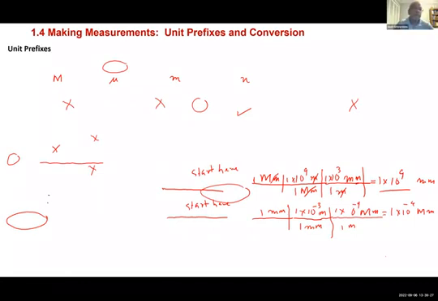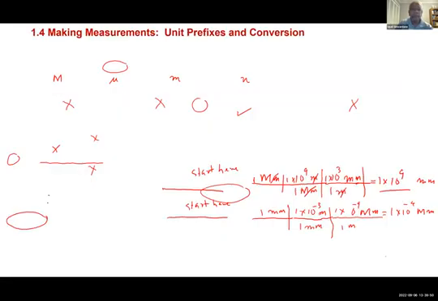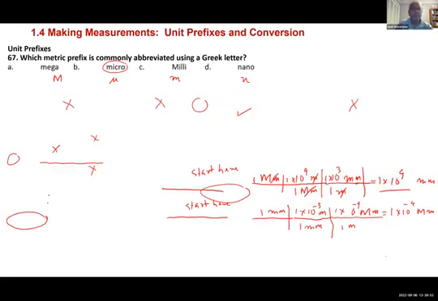Okay, let's ask the unit prefixes question. Which metric prefix is commonly abbreviated using a Greek letter? It's mu. Let's go back. All these are English letters except the micro. Micro is a Greek letter. So the answer to that is micro. All right.